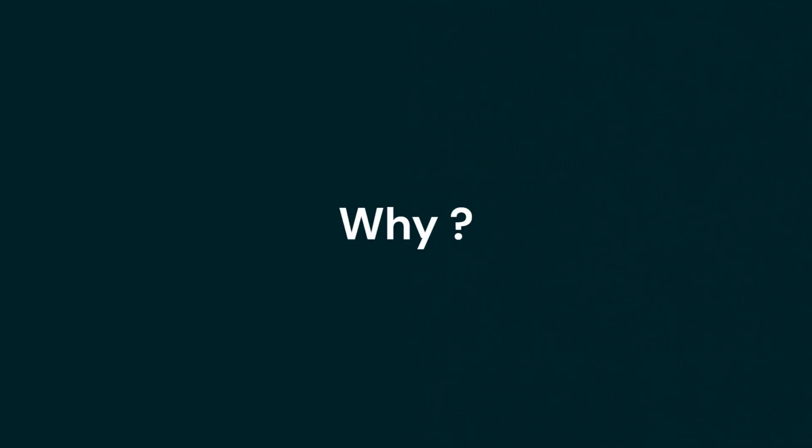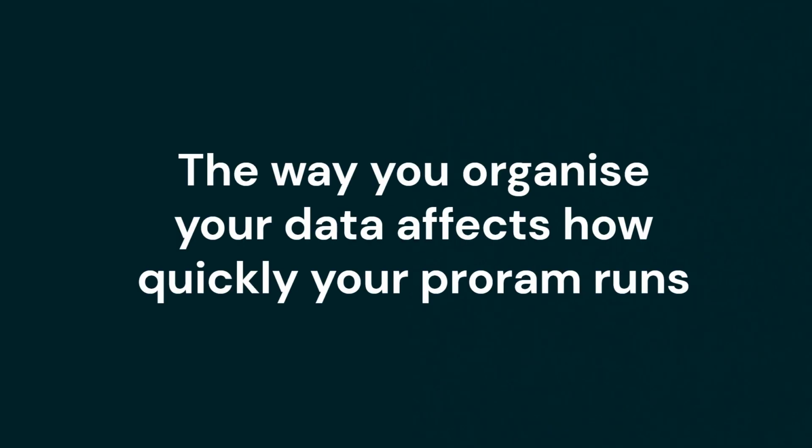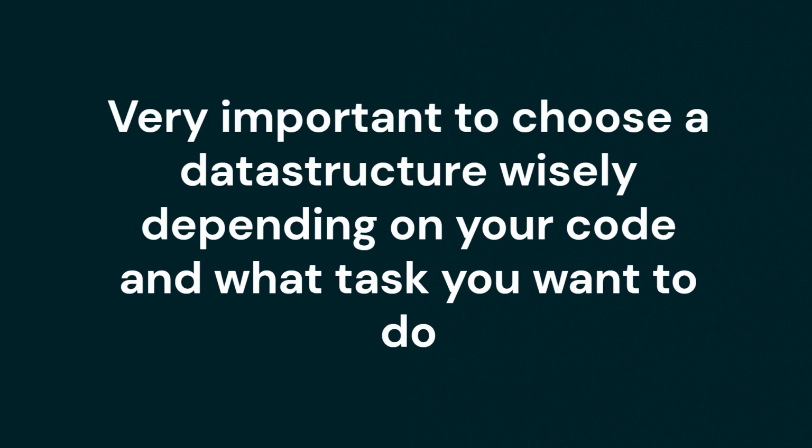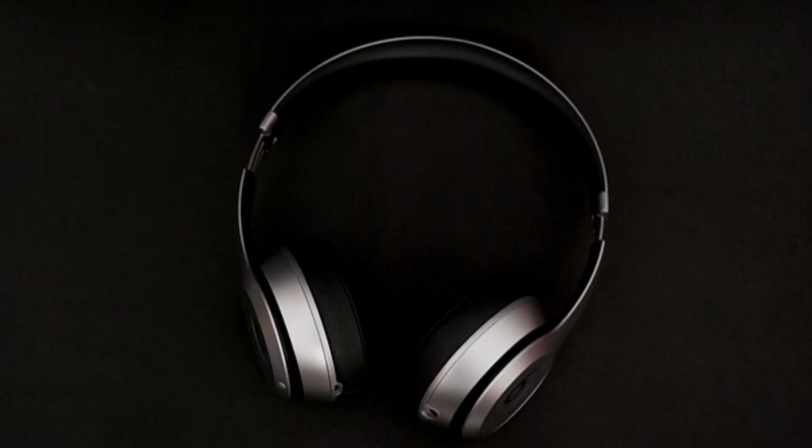Now, why does this matter? The way you organize your data affects how quickly your program runs. Some data structures let you find information instantly, while others are better for adding or removing data quickly. So choosing the right data structure for your problem can make your code much faster and easier to manage. For example, imagine you need to store a playlist of songs. A simple list might work, but if you need to quickly jump to the last played song or undo a recent change, a different structure might be better.